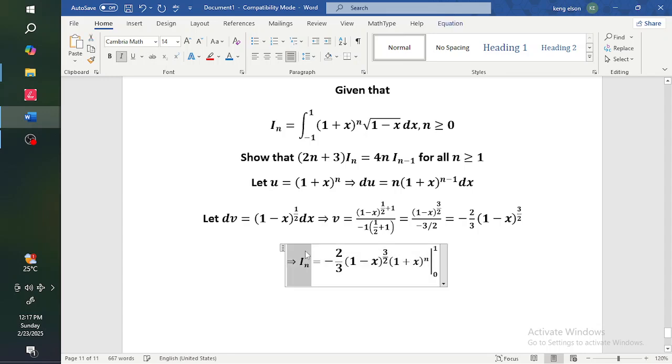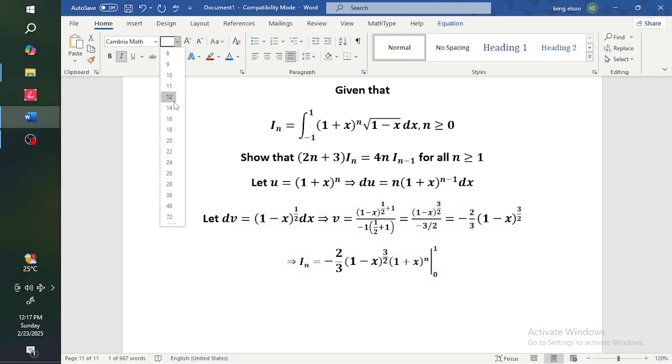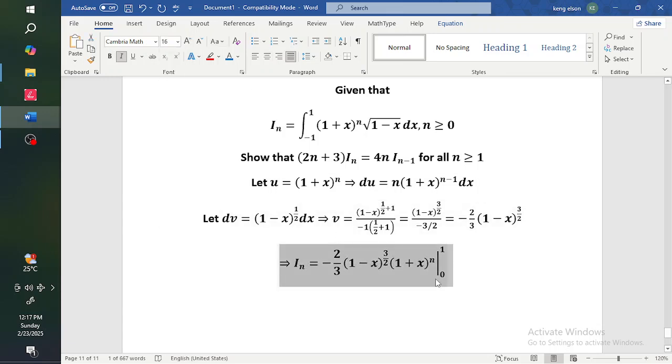Wait, I don't know why everything is supposed to be in 16. I'm just making it large so that it is visible enough.